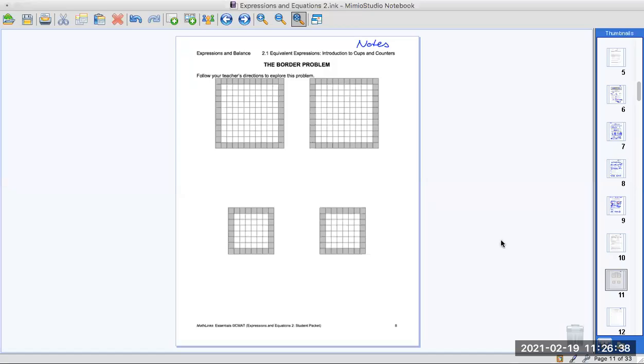Hello, everybody, and welcome back to our second lesson in the book Expression and Equations 2, which is yellow. And I want to start on page 8.